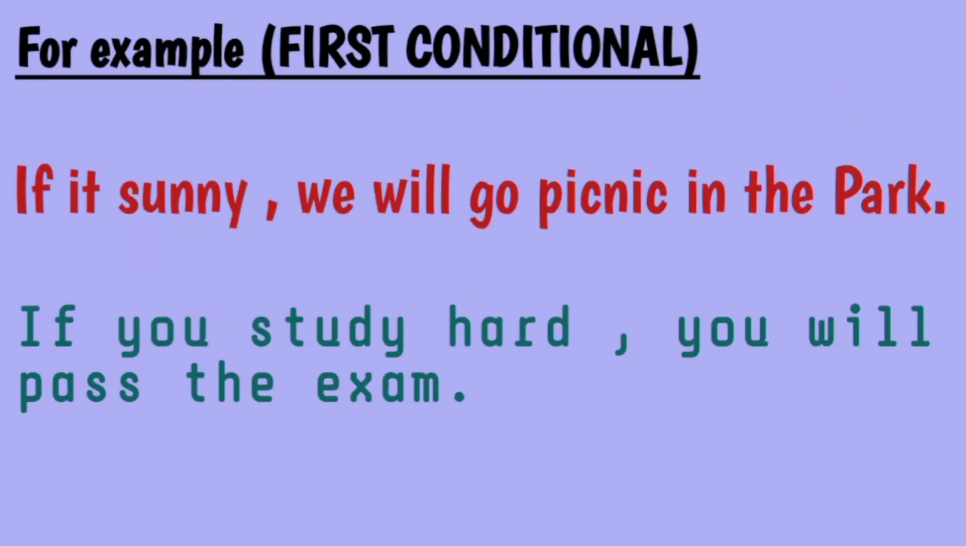For example, if it's sunny, we will go on a picnic in the park. So we're talking about the possibility of the weather condition. We will go on a picnic, so that's the possible situation. Another: if you study hard, you will pass the exam. We're talking about possibility. If you don't study, you won't pass. As you can see in the structure, if, then you put a comma, we will plus the base form.